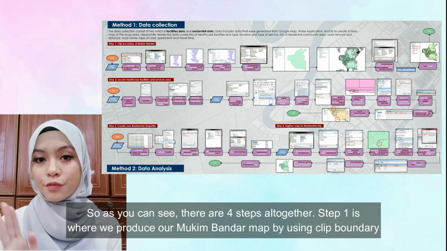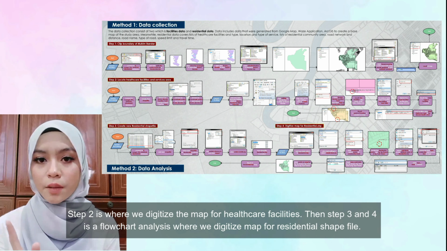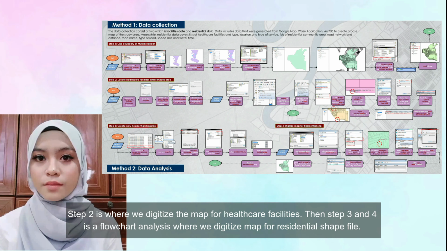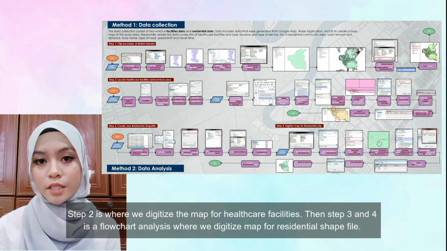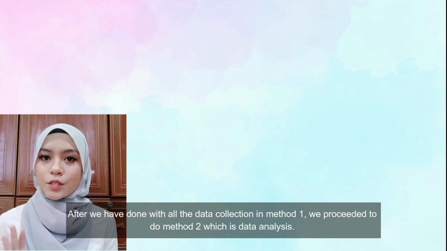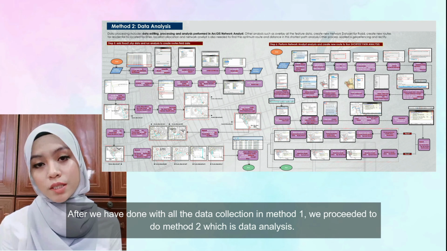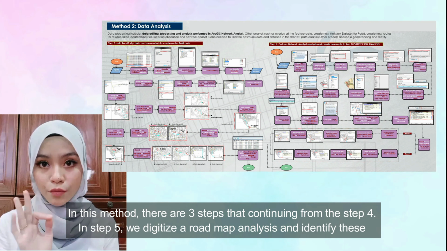So as you can see, there are 4 steps altogether. Step 1 is where we produce our Mukim Bandar map by using clip boundary. Step 2 is where we digitize the map for healthcare facilities. Then step 3 and 4 is a flowchart analysis where we digitize map for residential shapefile. So after we have done all the data collection in method 1, we proceeded to do method 2, which is the data analysis. In this method, there are 3 steps continuing from step 4.